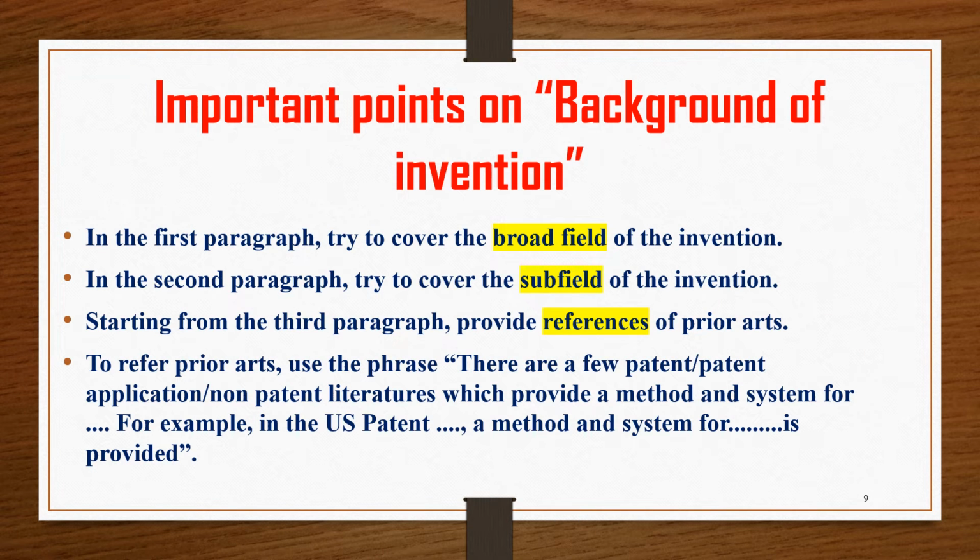Some more important points on the same. This is the continuation of the previous slide. In the first paragraph, try to cover the broad field of the invention. Broad field of the invention should be covered in the first paragraph. The next point. In the second paragraph, try to cover the subfield of the invention. That means we can say in the first paragraph, a generalization should be there, and in the second paragraph, a specificity should be there.